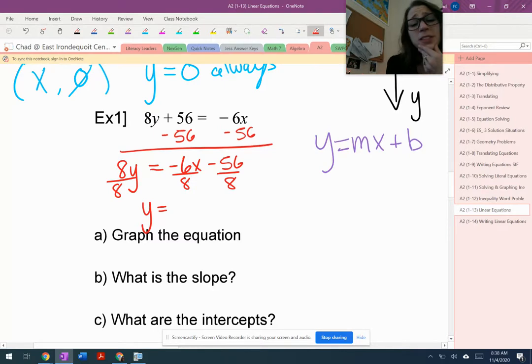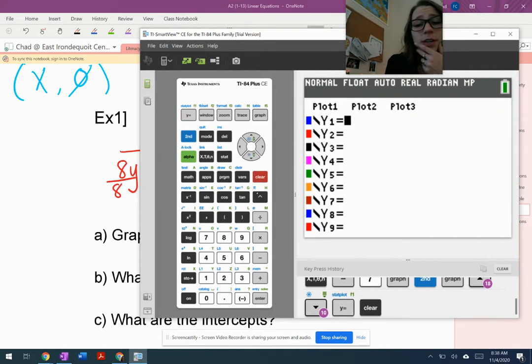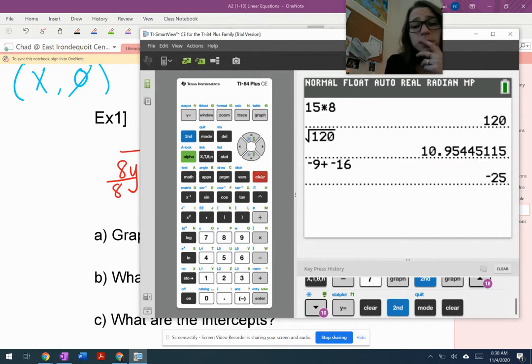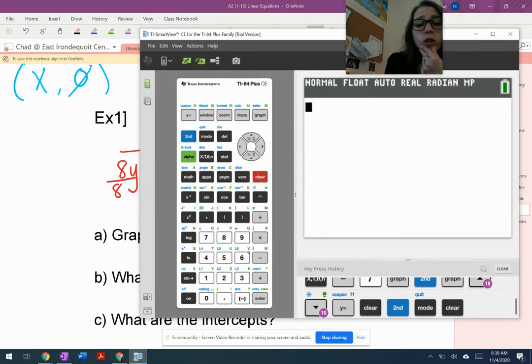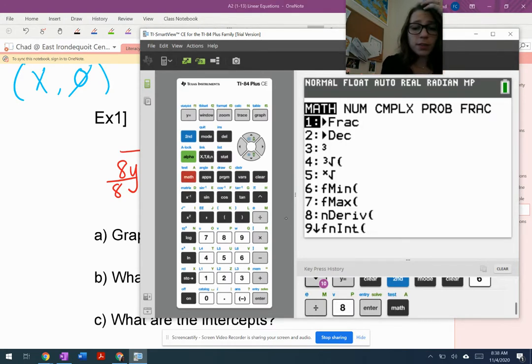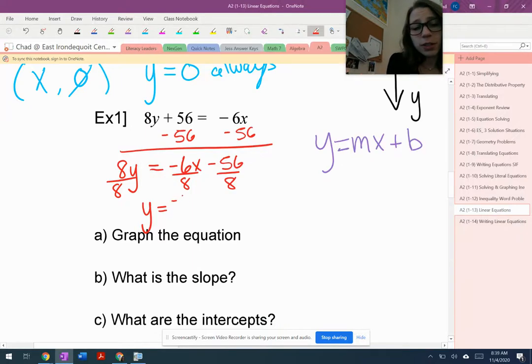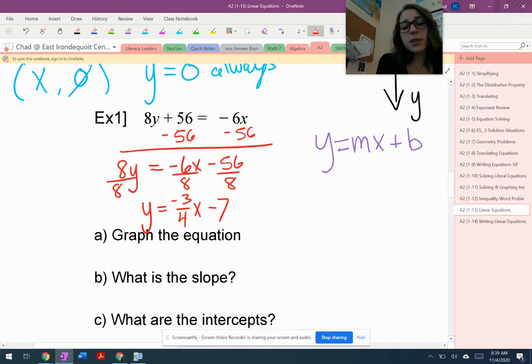I could reduce 6 over 8. You can put that in your calculator. Let's just do that real quick since I've already wasted all this time. So 6 divided by 8, enter, math, frac, gives me that fraction of 3/4, and I just know to keep the negative. And negative 56 divided by 8 is negative 7.